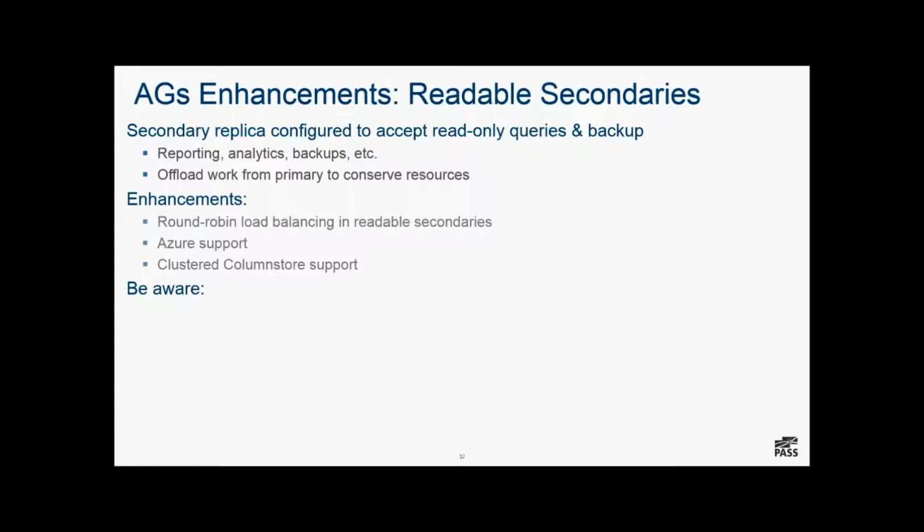So the enhancements are, if you have multiple read-only secondaries, now you can round robin between them automatically by a simple configuration change using Transact-SQL or PowerShell. Also, there's enhanced Azure support and clustered column store support. Clustered column store was not supported in readable secondaries in 2014. In 2016, they're fully supported. Something to be aware of.